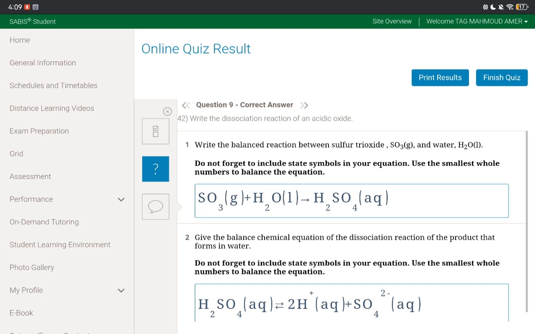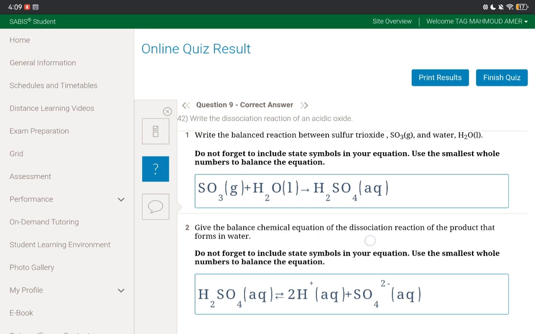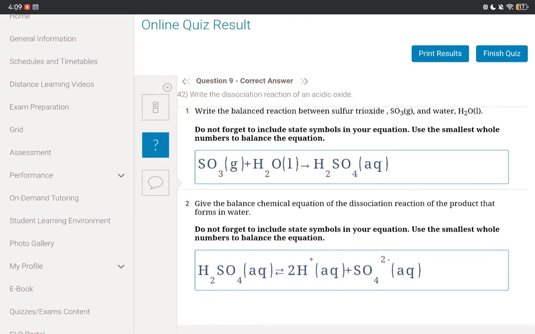Write the balanced reaction between sulfur trioxide and water. See, again, it just combines. Give the balanced dissociation. Remember, in one of the quizzes before, they wanted it in 2 steps. Here they just wanted it in 1 step. So you're letting go of 2 H's, so it's 2H plus, and because you let go of 2 pluses, it becomes 2 minus.